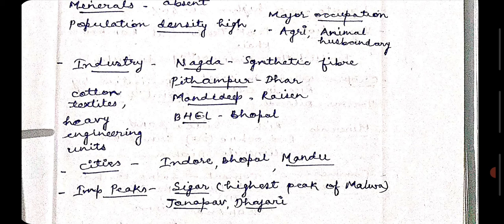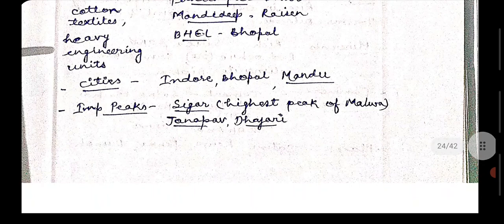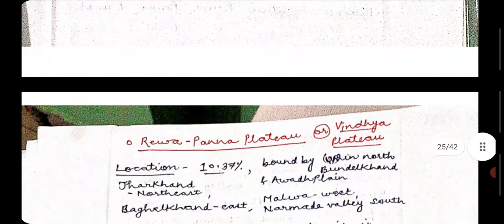Highest peak of Malwa, Sigar. Other peaks of Malwa, Janapao, Dhajari. This is important. Highest peak, Sigar. Other peaks of Malwa, Janapao, Dhajari.